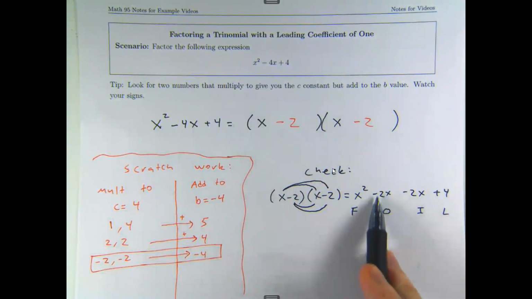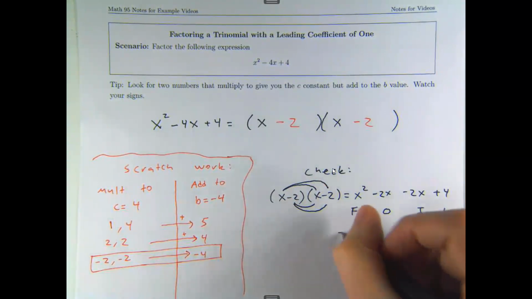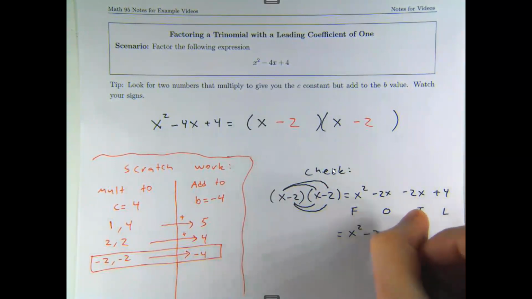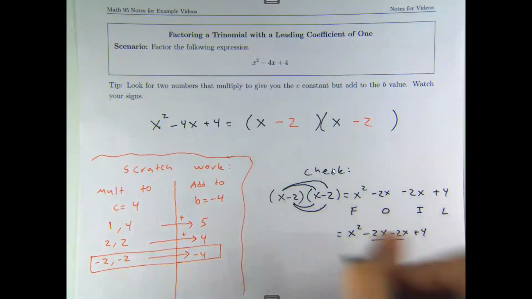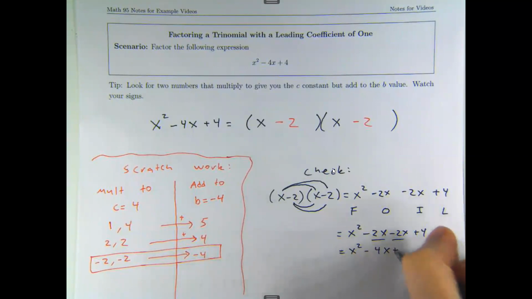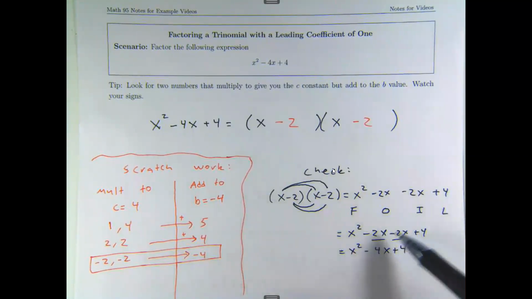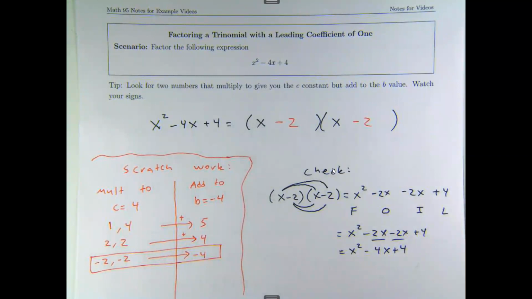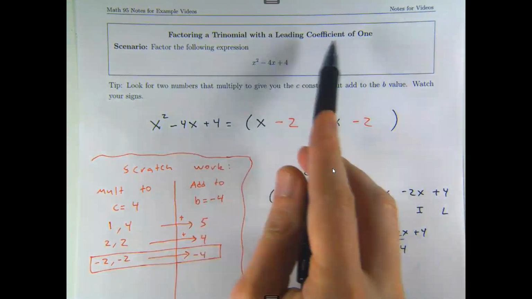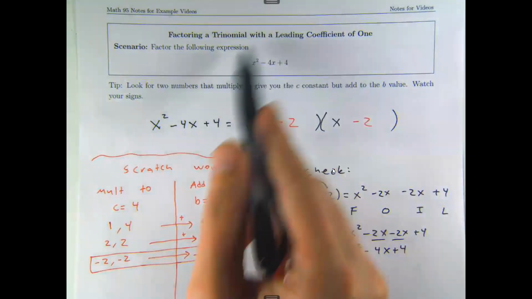So I've got this negative 2x minus 2x. Combining those 2 terms is going to give me a negative 4x. You don't have to write that extra step where you're just underlining things. I just wanted to show you the terms that I'm combining here. I am working in this vertical form where I'm lining up my equal signs, but this is how I factor a leading coefficient of 1 trinomial.